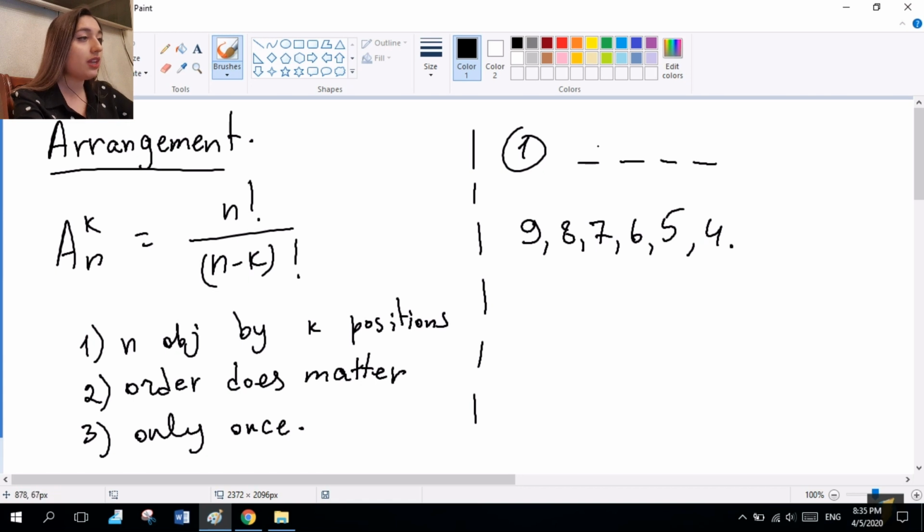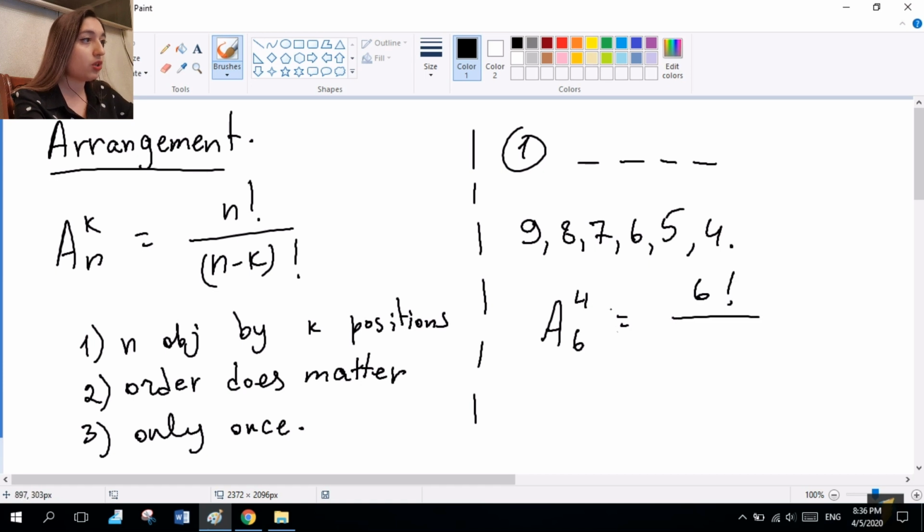Now, we know that here we have only 4 positions and 6 different digits. If we change the order of these digits, we will get a new number. So it means that order does matter. These are all the keys of arrangement. We have to use them, each element only once, so it's the third one. So we have to use arrangement. Arrangement of 6 elements by 4 positions.